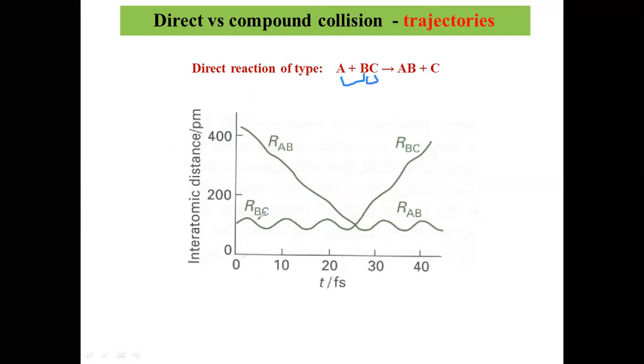Initially it is vibrating at equilibrium, so that's why RBC is small. A is infinitely separated, that's why RAB is quite far. Now, it is coming within a very short period of time, look at here, RAB is decreasing, RBC is vibrating near the equilibrium. Now, when A comes near B, the AB bond is being formed and the BC bond is being broken. So this is the product zone, and this is the reactant zone.